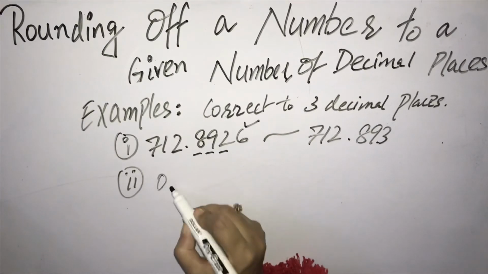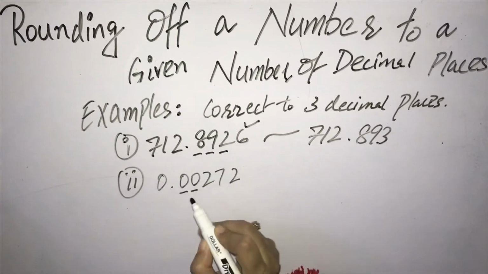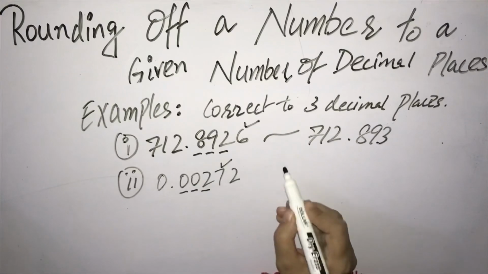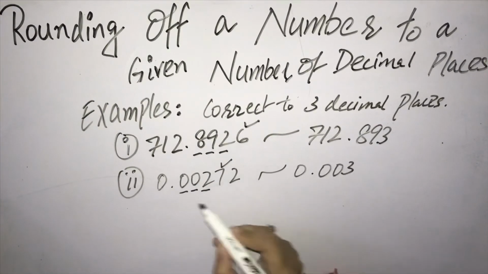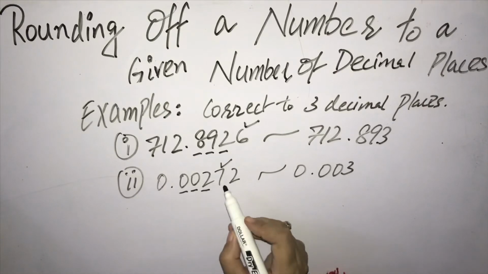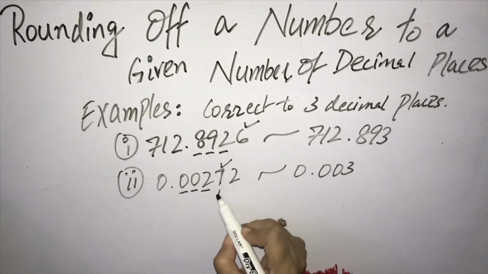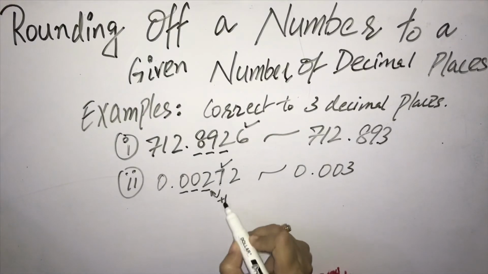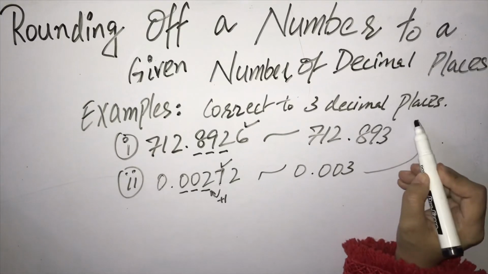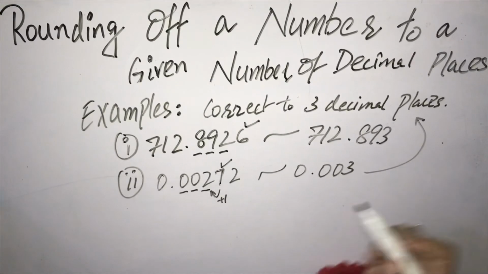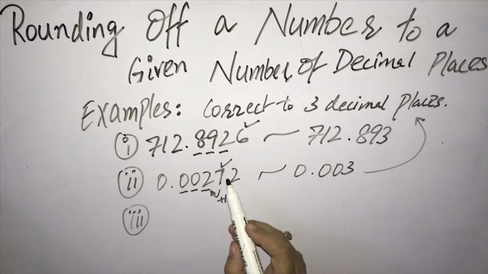If we have 0.00272, these are our 3 decimal places and our answer will be 0.003. 1, 2, 3 decimal places. Now 7 will be checked. 7 is more than 5. It will give 1 to 2 and our answer will be 0.003. Our answer has 3 numbers after decimal. And we have checked the fourth one.